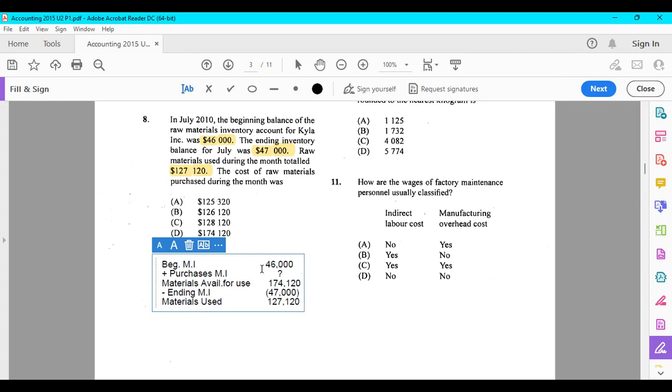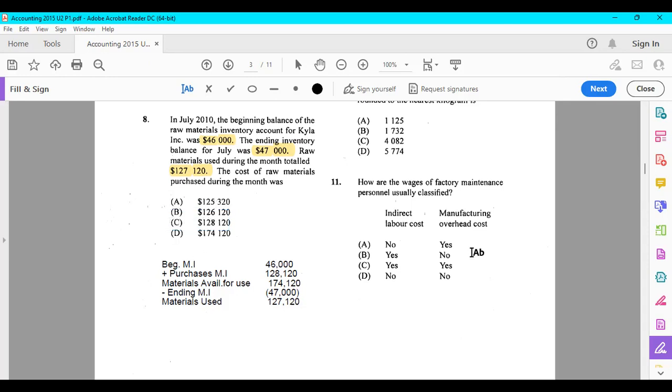You know that beginning materials inventory plus your purchases of materials inventory, which is X in this case, should be equal to 174,120 as your materials available for use. So all you have to say now is 174,120 minus $46,000, and you will get $128,120. So it is maths, it is algebra, and it is knowing your manufacturing schedule. So the answer is actually C for this one.